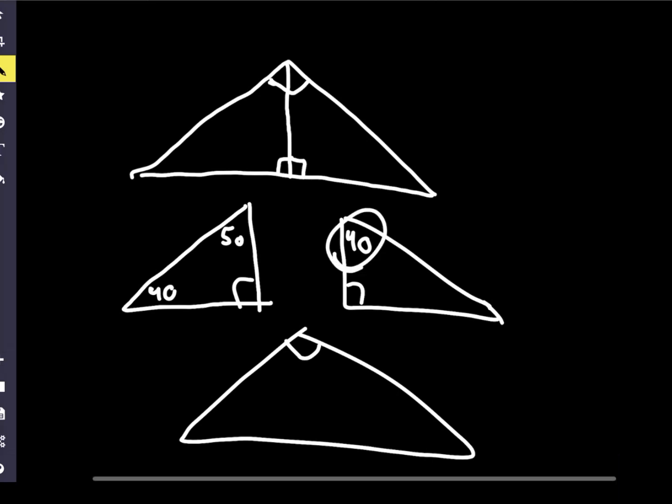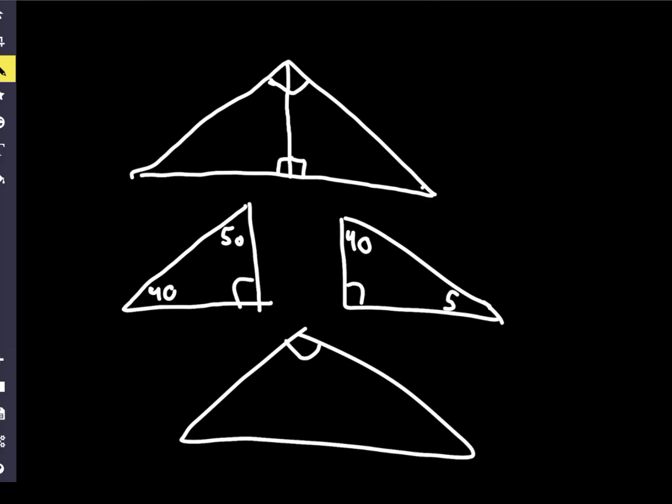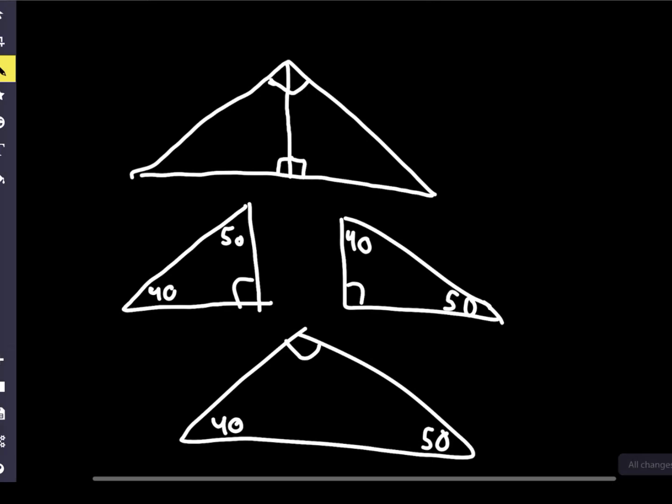And that means that because this is in this triangle, this angle is 50. Well, if this angle is 50, guess what? This angle has to be 40. And you can see that, voila, all the angles of the triangles are congruent.